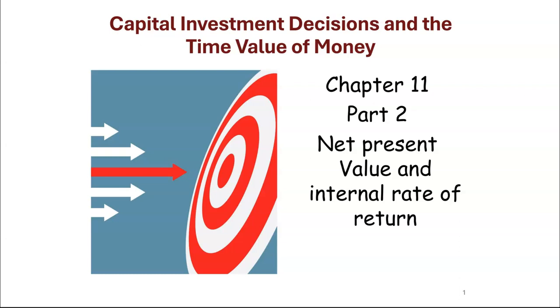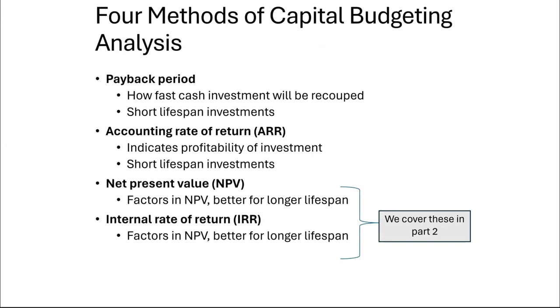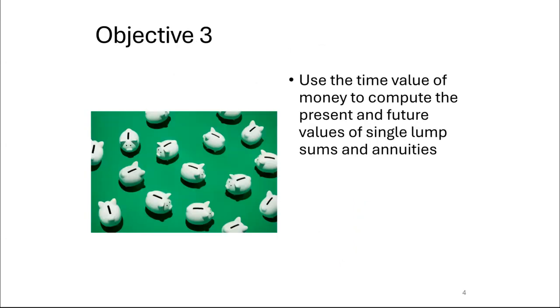Chapter 11, Part 2, Net Present Value and Internal Rate of Return. Now, these two methods, we do take into consideration the time value of money, i.e. $1 today is worth more than $1 in the future because of interest. And so we have these two methods, net present value and internal rate of return. So that's what we're going to cover in Part 2.